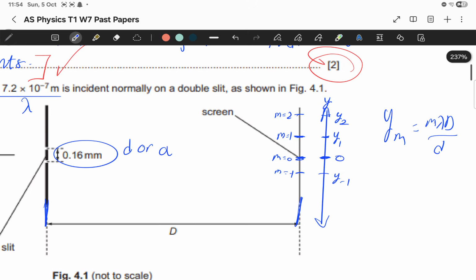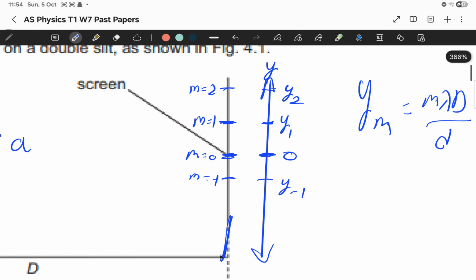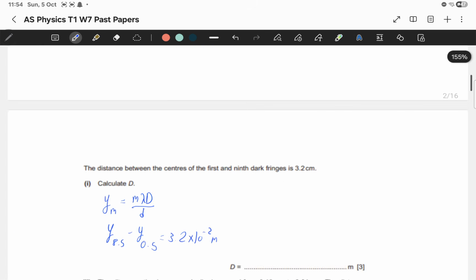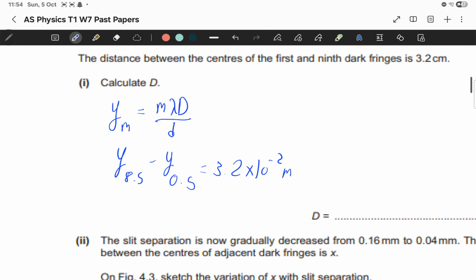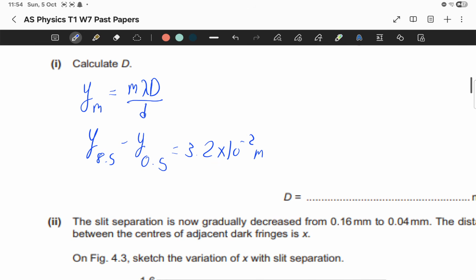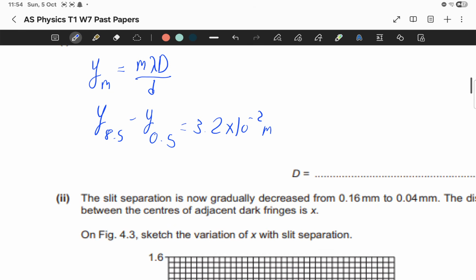It continues. Now, the change of this from this, y2 minus y1, will give me delta y, the change in y. Why am I saying delta y? Because we're going to use this now that we have this setup. Now, let's find the expression for y of 8.5 minus y of 0.5.